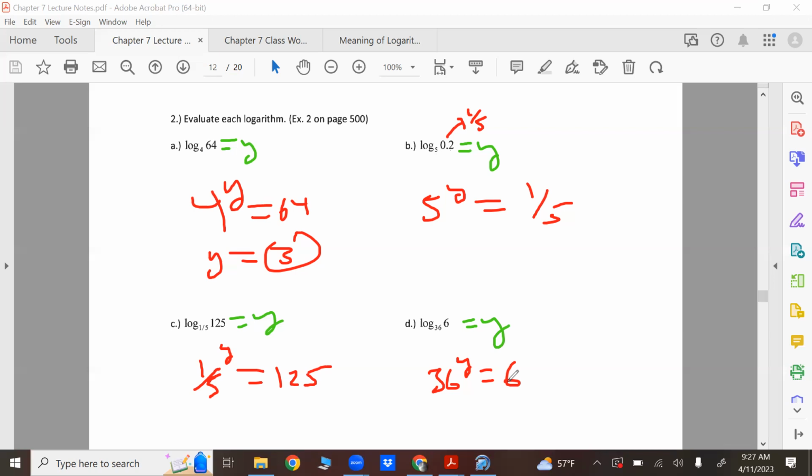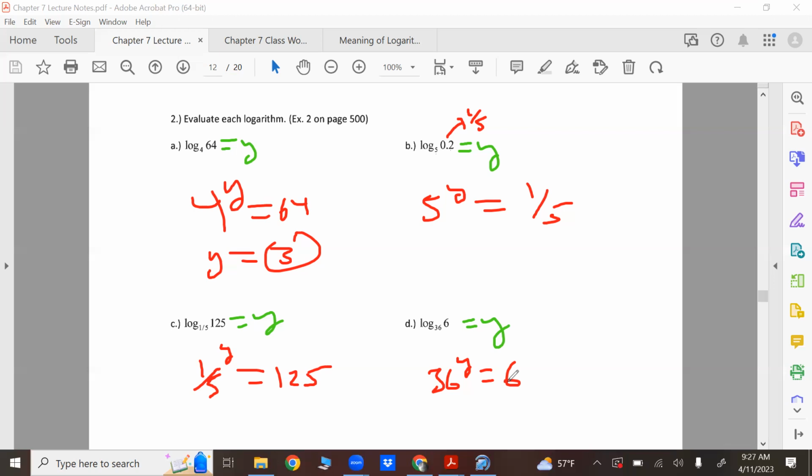And then 36 to the y equals 6, right? 6 to what power gets you 36? Squared. Good. So it's like 6 squared to the y equals 6. What would y have to be to make this work out? 1/2. Good. Excellent. You guys are totally nailing this now. I think the second time helps.